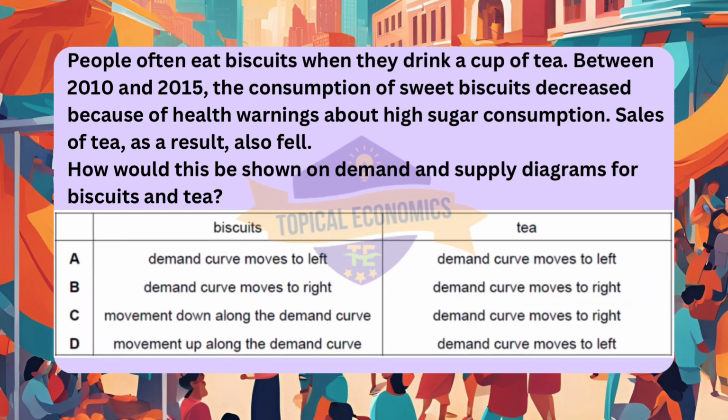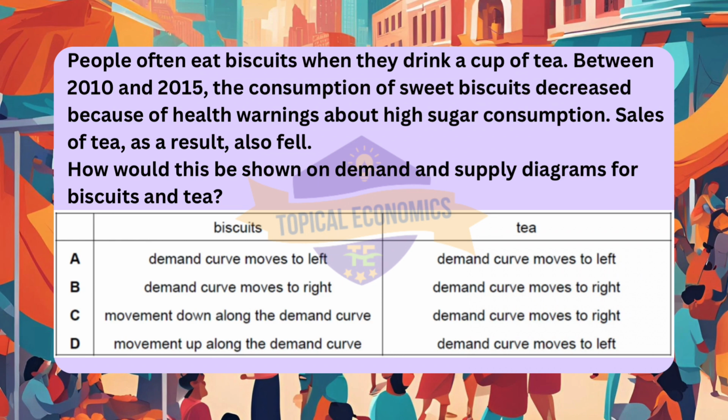Between 2010 and 2015, the consumption of sweet biscuits decreased because of health warnings about high sugar consumption. Sales of tea, as a result, also fell. How would this be shown on demand and supply diagrams for biscuits and tea? This question is from year 2017 May-June version 3. The correct answer for this question is option A. Demand curve moves to the left for both biscuits and tea.